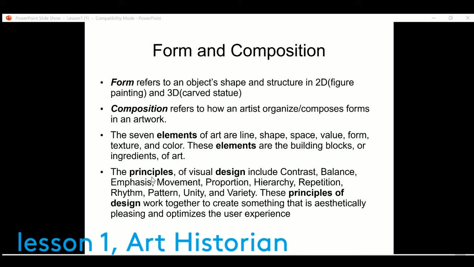And we also have the principles of design or principles of art. The principles of visual design include contrast, balance, emphasis, movement, proportion, hierarchy, repetition, rhythm, pattern, unity, and variety. These principles of design work together to create something that is aesthetically pleasing and optimizes the user experience. You will learn this in your 2D 3D class. The elements of design and the principles of design are quite similar to our general understanding in art history.